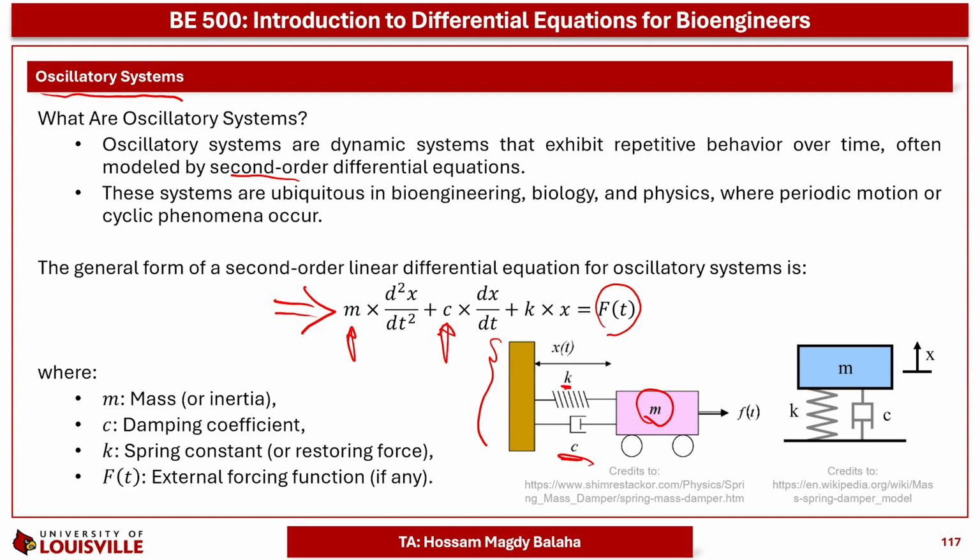By all means, we have the second derivative multiplied by m, a constant, the first derivative multiplied by a constant, and the displacement or the variable multiplied by another constant. So m, c, and k are constants. The f is a function of t, and if the force is 0, then it's a homogeneous equation, and if it does not equal 0, then this is a non-homogeneous equation.